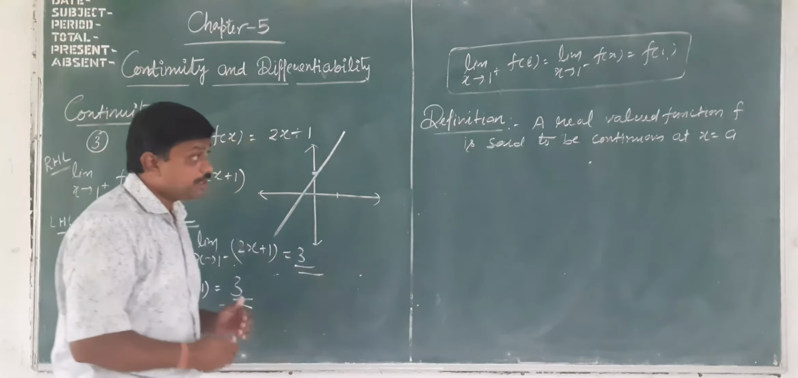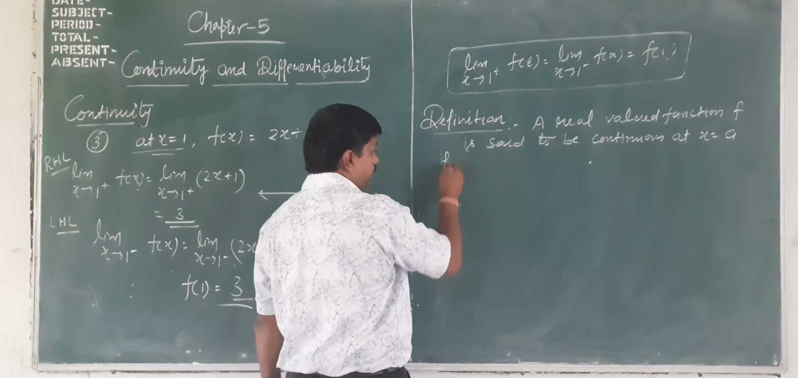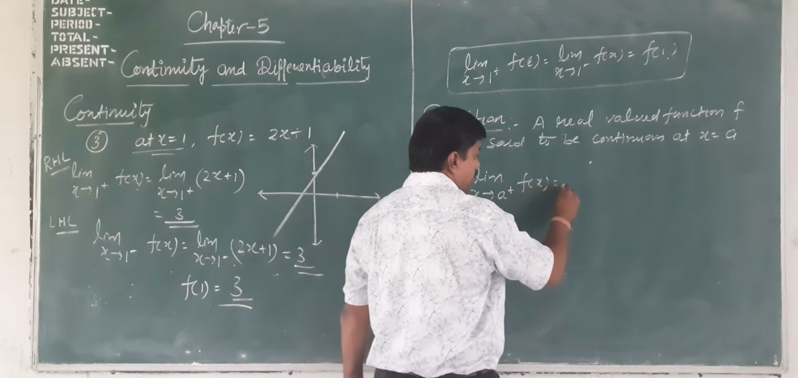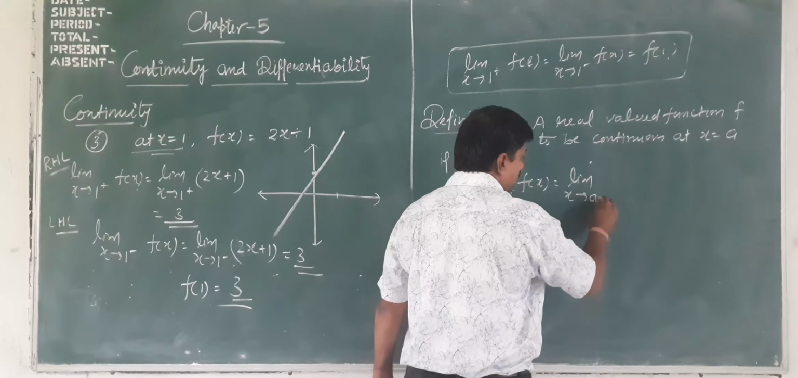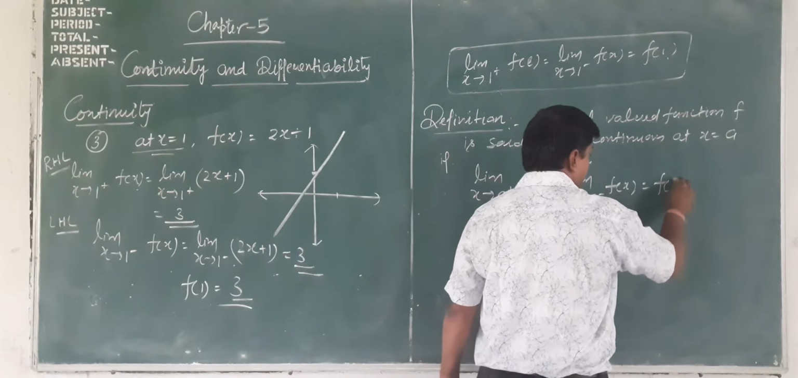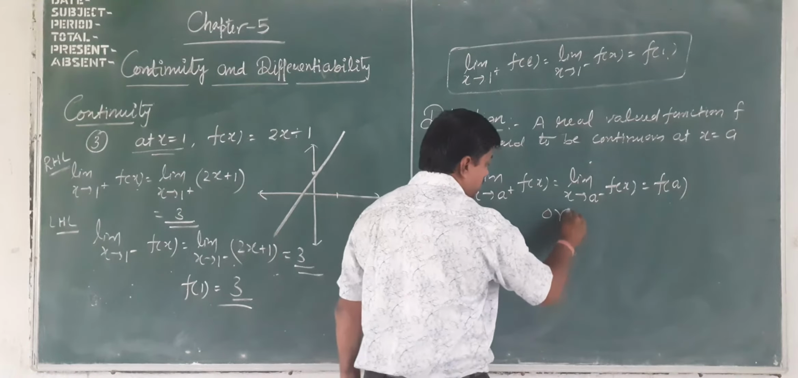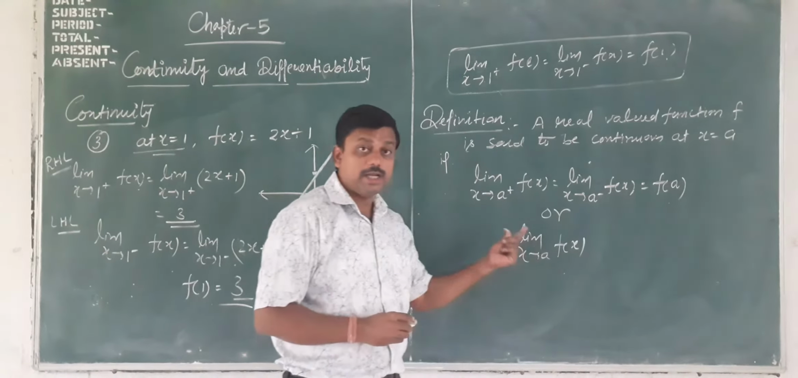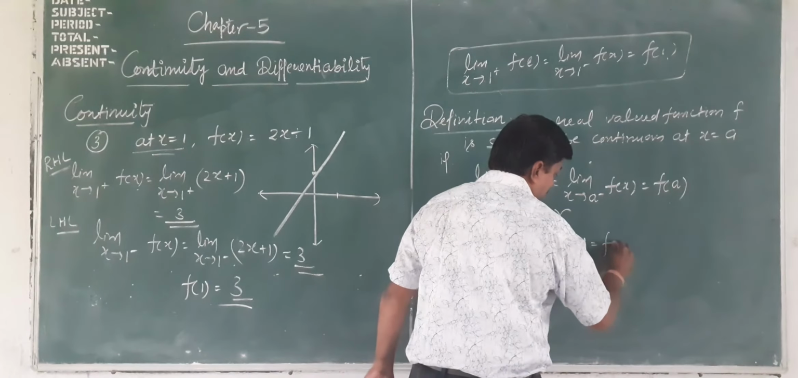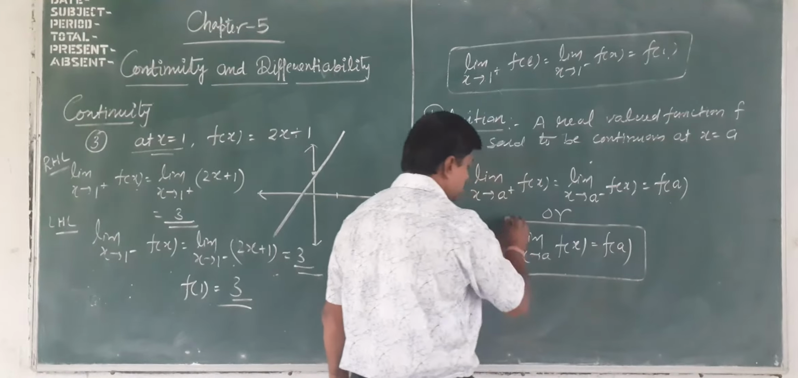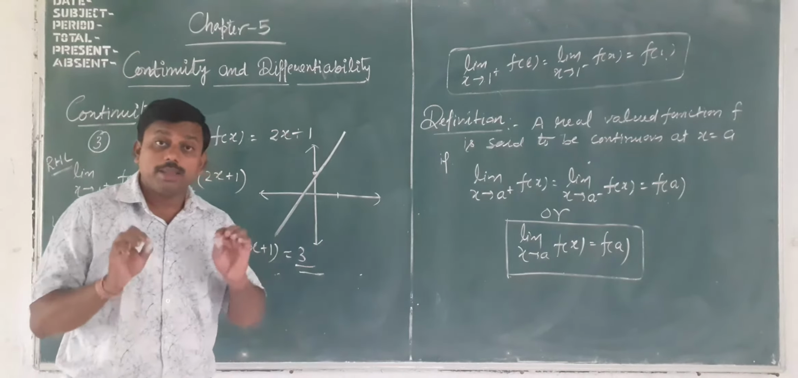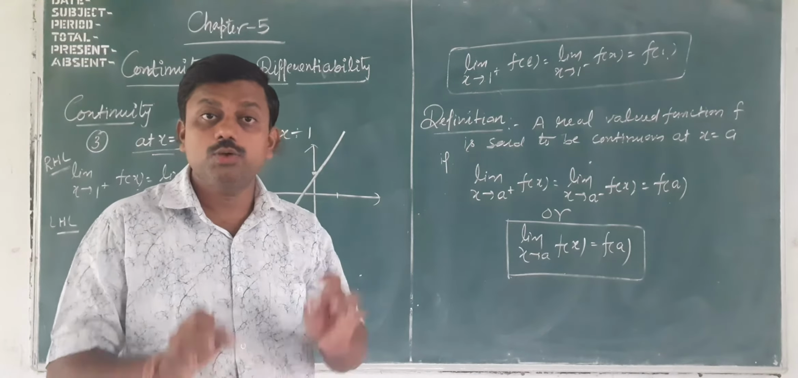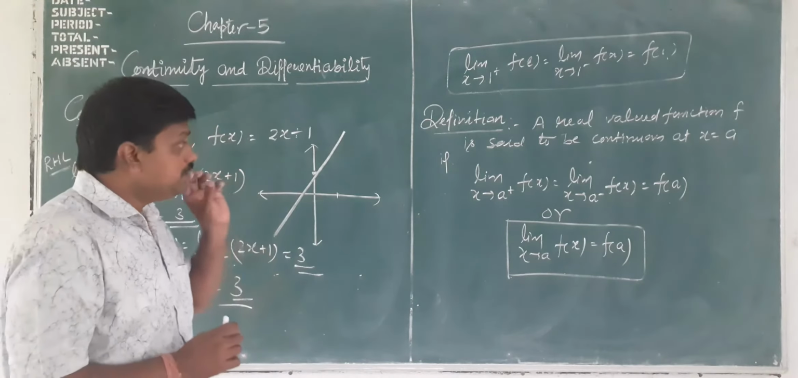इस फंक्शन को हम कंटिन्यूअस बोलेंगे किस पॉइंट पर, a पॉइंट पर, if limit x tending to a plus f(x) equal to limit x tending to a minus f(x) equal to f(a), or we can say limit x tending to a f(x), because this consists left and right both limits, equal to f(a), then function is continuous at x equal to a. मतलब अगर किसी फंक्शन की लिमिटिंग वैल्यू और एग्जैक्ट वैल्यू इक्वल है तो वो फंक्शन उस पॉइंट पर कंटिन्यूअस होगा. दिस इज द डेफिनेशन.